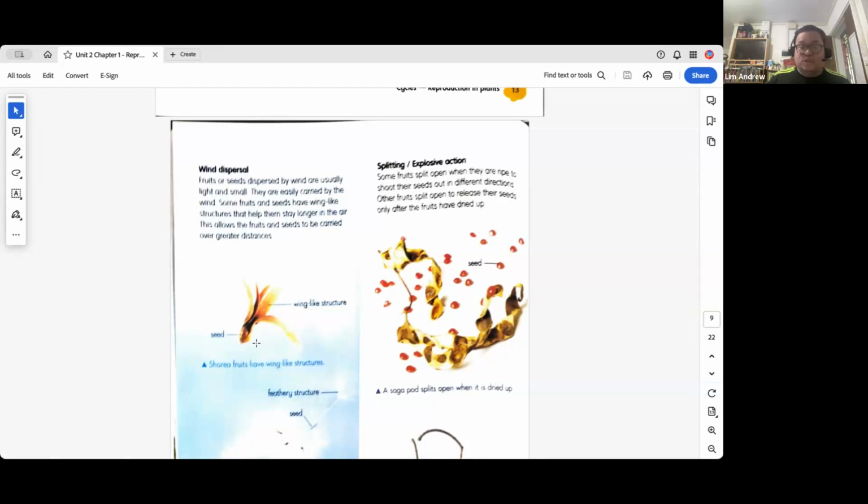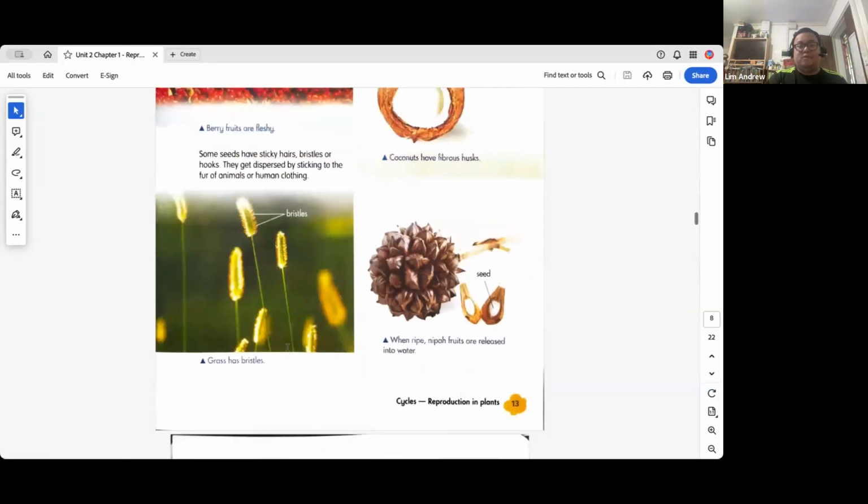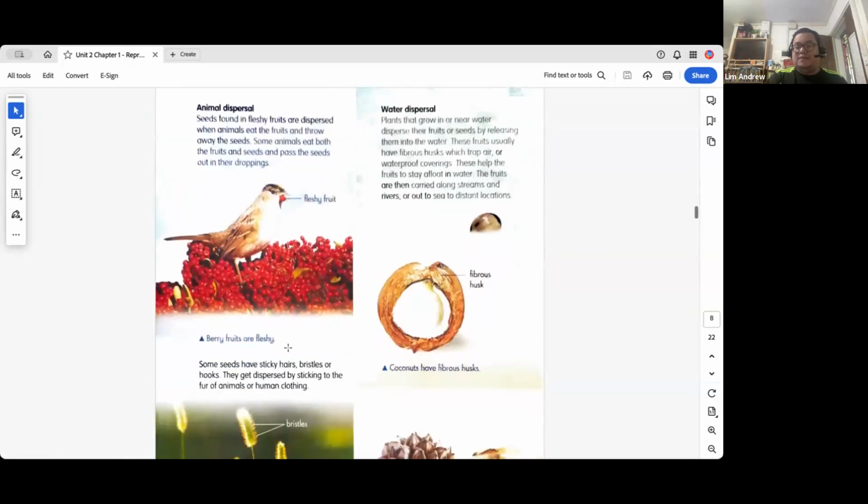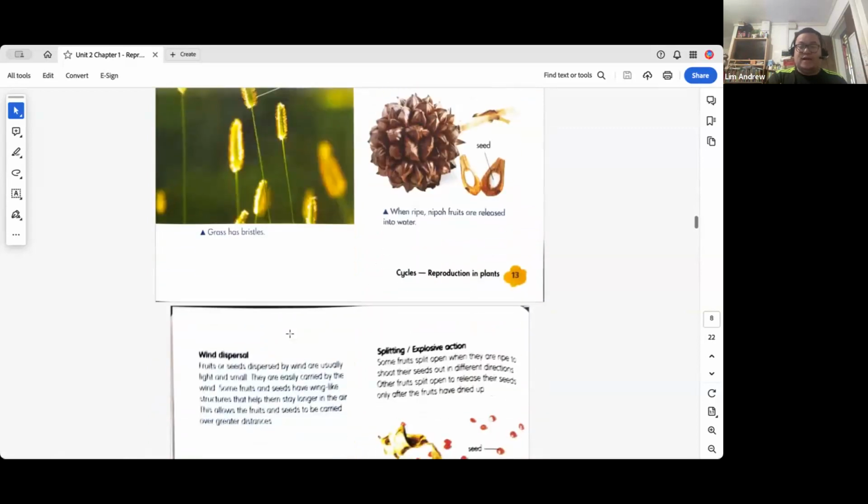Then we have the explosion. When the fruits are ripe, they will split open, boom, and the seeds will be dispersed in different directions away from the mother plant. All right, these are the 4 different examples of how plants disperse their seeds to ensure that their young don't stay near them.